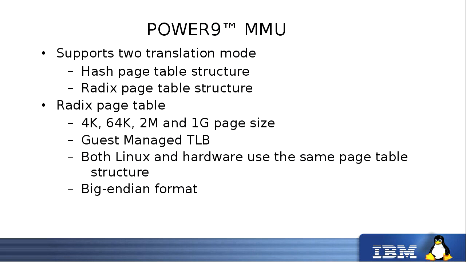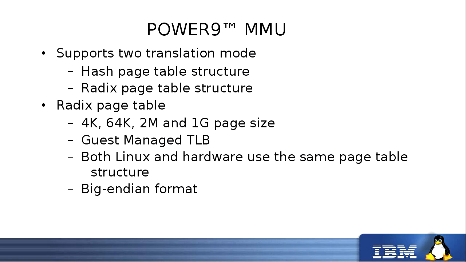Now comes the next generation power processor, which is Power 9. This is very interesting in that Power 9 actually supports two translation modes in the same processor. So this is a processor that can do address translation in two completely different ways. It supports the hash page table structure, which is what I explained till now, but it also supports a new mode of radix page table structure.